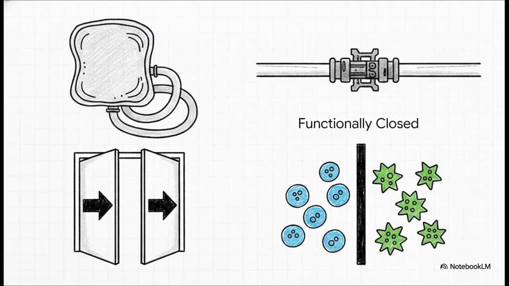Our primary physical defenses rely really heavily on closed systems. Think of this kind of like building a ship in a bottle. We want to physically prevent any open exposure of the product to the environment. Now, when true closed systems just aren't possible, we use functionally closed systems. These achieve equivalent protection through validated connection and disconnection methods.